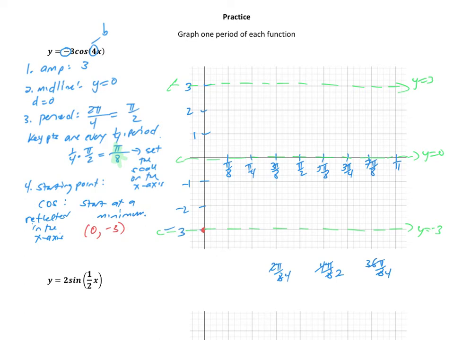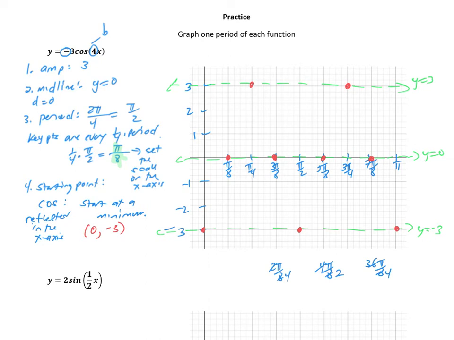So we started at a minimum. We go over 1 more increment, or 1 more quarter period, and we'll be at the midline. So pi over 8, 0. Go 1 more quarter period, we'll be at pi over 4, 3. 1 more quarter period, back to the midline, 3 pi over 8, 0. 1 more quarter period, pi over 2, negative 3. 1 more quarter period, 5 pi over 8, 0 at the midline. The next one will be at a maximum at 3 pi over 4, 3. Then 7 pi over 8, 0, back at the midline. And finally, pi, negative 3.